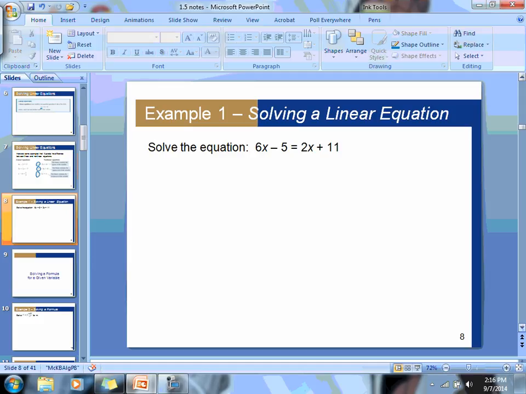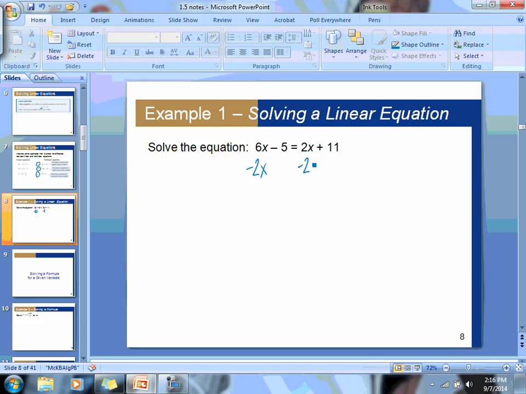So our first example here, solving a linear equation. This is pretty basic. You should know how to solve this probably in freshman year. This is the type of problem that you knew how to do back then. And when we're solving this, notice we have a variable on both sides. So our first step in this problem is to get all of the variables onto the same side.